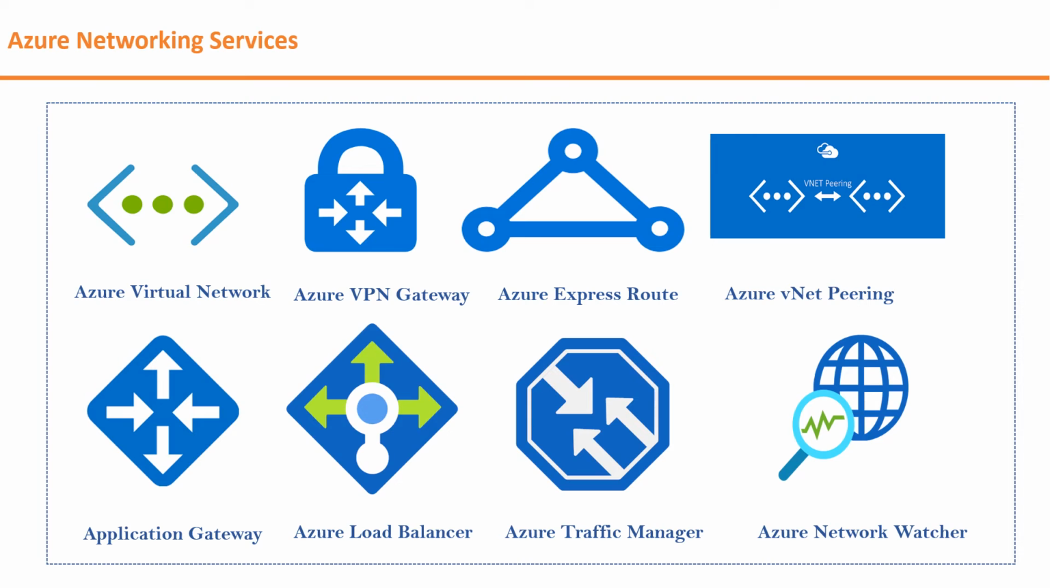The next service is Azure VPN gateway. The Azure VPN gateway is a specific type of virtual network gateway that is used to send encrypted traffic between your Azure virtual network and your on-premise network over the public internet. Each virtual network can have only one VPN gateway. However, you can create multiple connections to the same VPN gateway. When you create multiple connections to the same VPN gateway, all the VPN tunnels share the available gateway bandwidth.